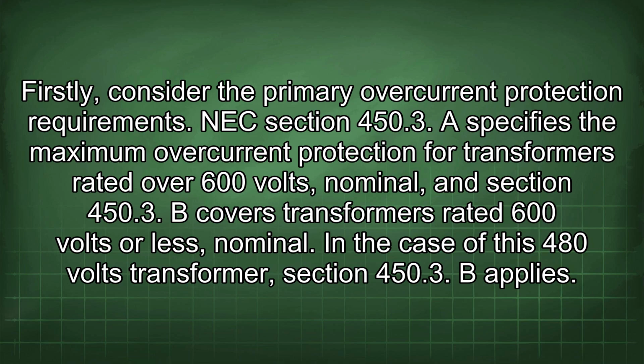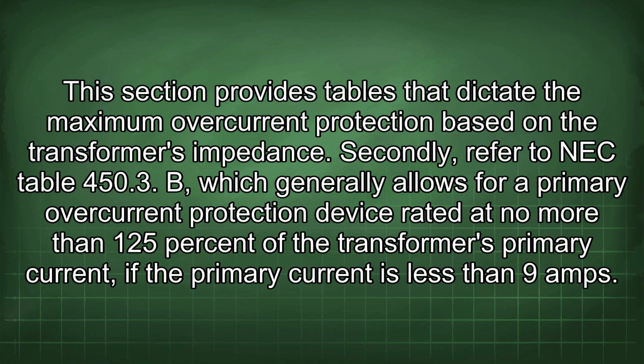NEC Section 450.3(A) specifies the maximum overcurrent protection for transformers rated over 600 volts, nominal, and Section 450.3(B) covers transformers rated 600 volts or less, nominal. In the case of this 480 volt transformer, Section 450.3(B) applies. This section provides tables that dictate the maximum overcurrent protection based on the transformer's impedance.